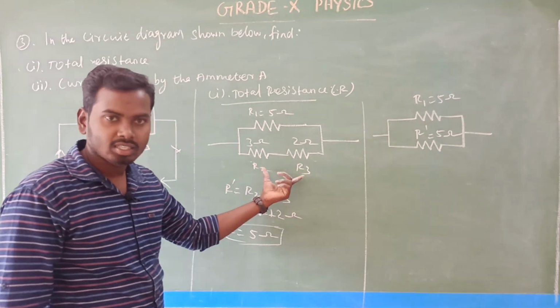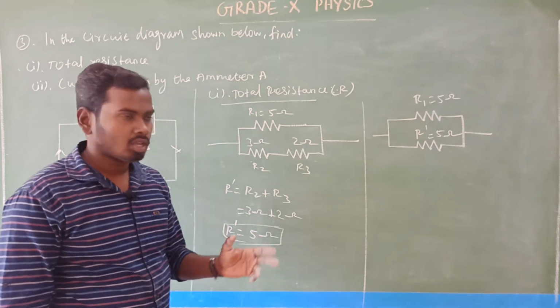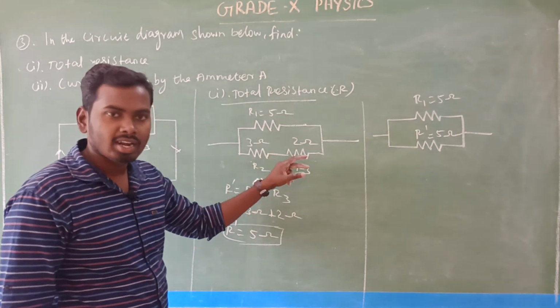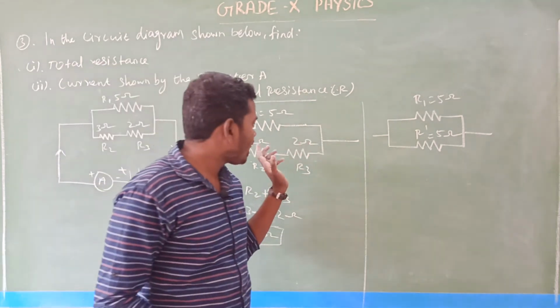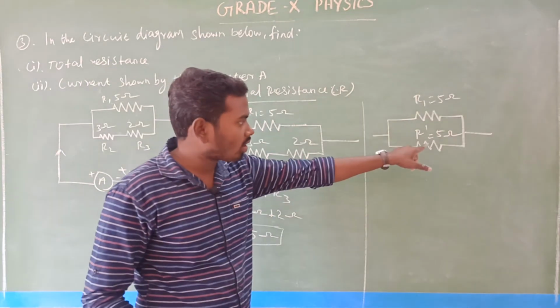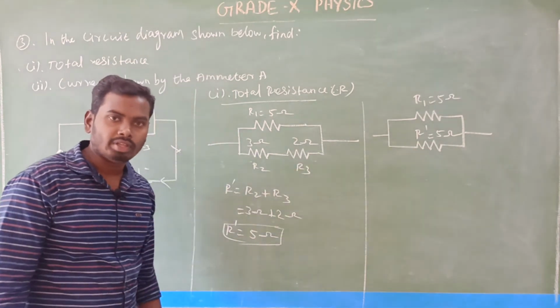In series, the total resistance is equal to the sum of all the resistors connected in series. Here two resistors are connected in series, so you just add these two resistor values and get only one value. That value is 5 ohm. So I have modified these two resistors into only one resistor, R dash, which is 5 ohm. Very easy.